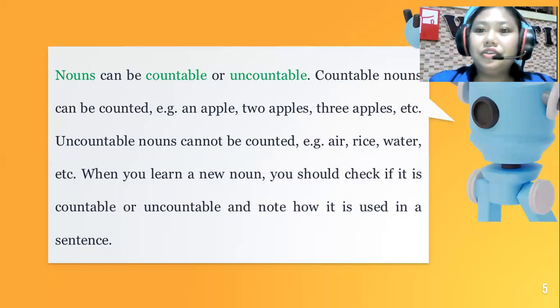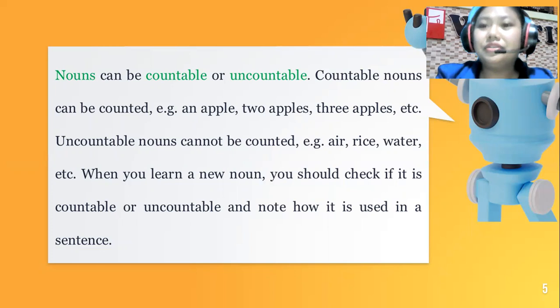Okay, first of all, the definition of countable and uncountable itself. First of all, nouns. Countable and uncountable relate to nouns. Nouns can be countable or uncountable. Countable nouns can be counted. So you know, right? Countable means that you can count it, like 1, 2, 3, 4, and so on. For example, an apple. If only one, we can say an apple, using a or an, the article. And then two apples. Don't forget, if more than one in English grammar, we put s at the end. Three apples, etc.